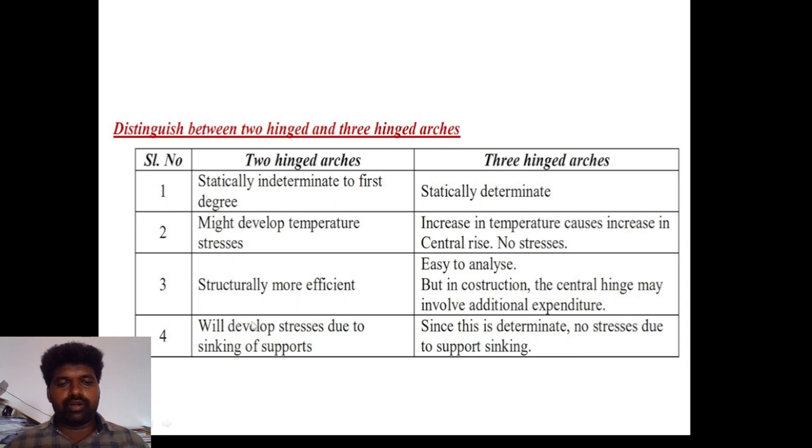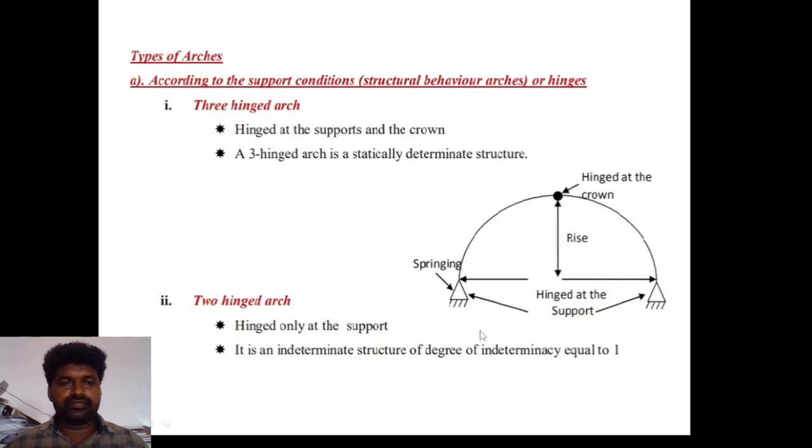Two hinge arches will develop stresses due to sinking of supports. Since three hinge arches are indeterminate, more stresses develop due to support sinking. Types of arches according to support conditions: three hinge arches have hinges at the supports and at the crown. A three hinge arch is a statically determinate structure.